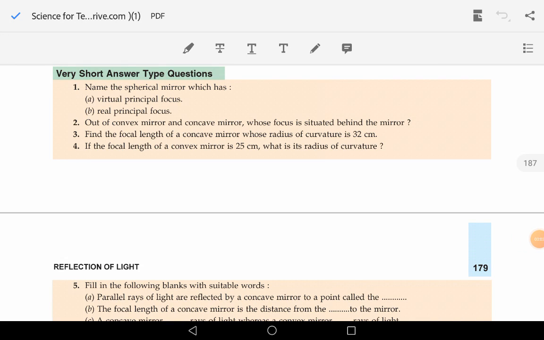Hello everyone. So now in today's tutorial we are going to discuss some very important questions based on spherical mirrors. So let us all start.